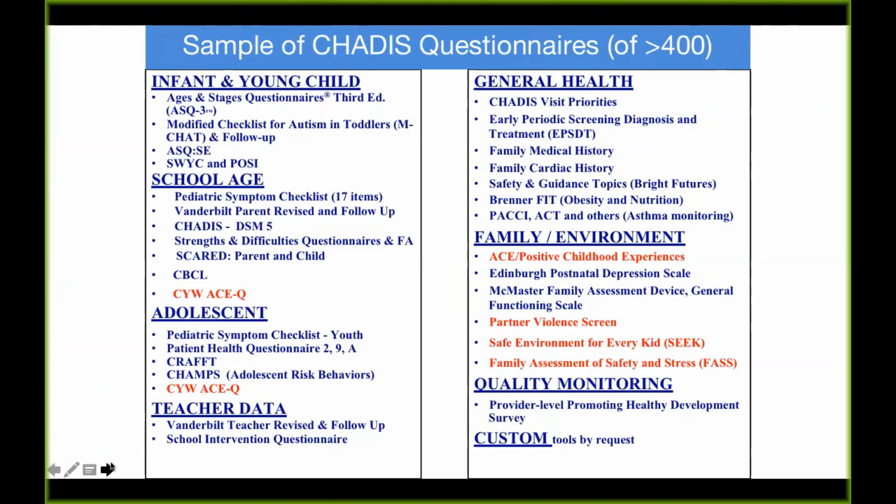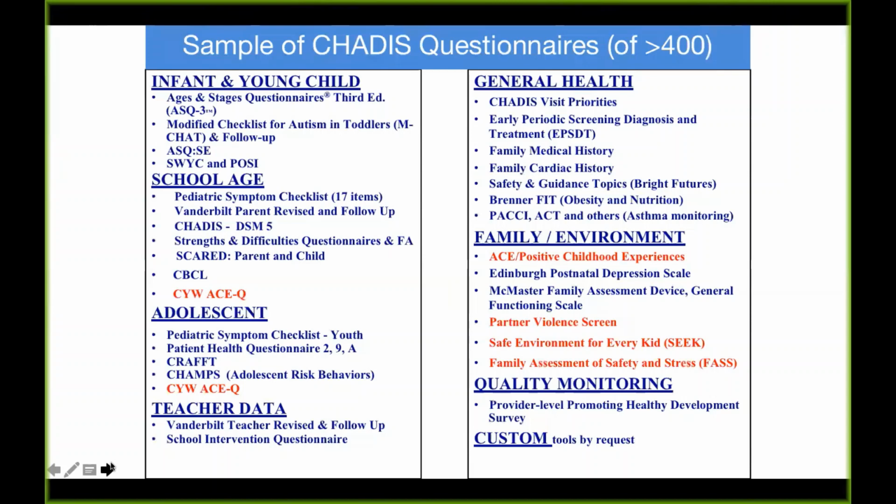So you see that we have screening tools for infants and young kids, school-age kids, including the ACE-Q, which I'm going to describe to you in a minute. That's the one that the parent does about the child. The adolescent tools include the ACE-Q for teen self-administration. There are some tools for teachers, and we have everything you need under Bright Futures: obesity, nutrition, safety guidance topics, everything that you need, EPSDT questionnaires, a very strong asthma toolkit for you, as well as family and environment tools, which include not just the ACE-Q, which is about the child, but also the ACE and positive childhood experiences about the adult, which I'm going to explain a bit more.